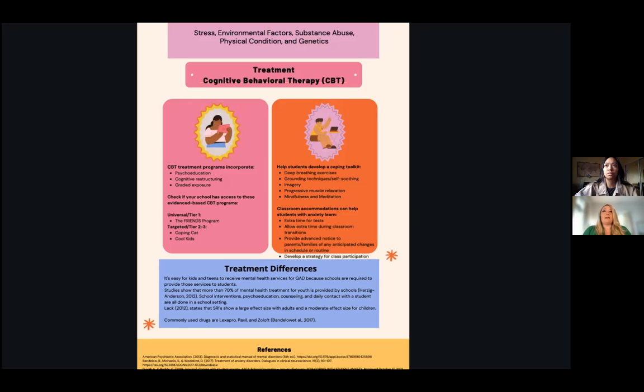Adults are more likely to take medication such as Lexapro, Paxil, and Zoloft for treatment. Studies show that SSRIs have a large effect size for adults and a moderate effect size for children.